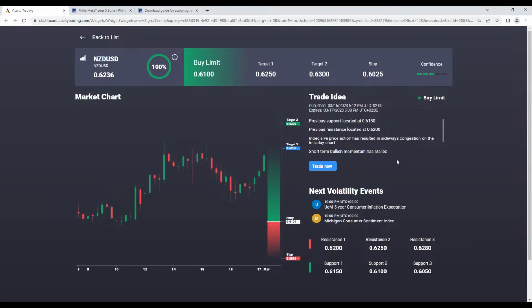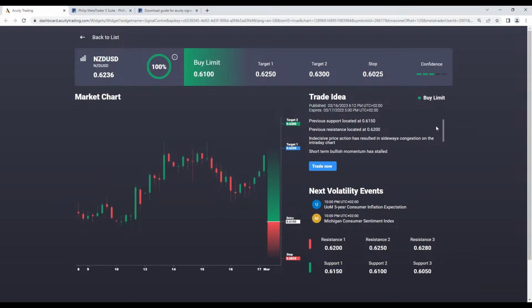All right, moving on. Remember I was telling you that each of these trade ideas comes with a set of strategies or explanation behind them. According to this trade signal, they tell you that the previous support was around 0.6150, and the previous resistance was around 0.62. So they have told you the support and resistance levels, and therefore they are recommending the entry and take profit levels around these levels as well.